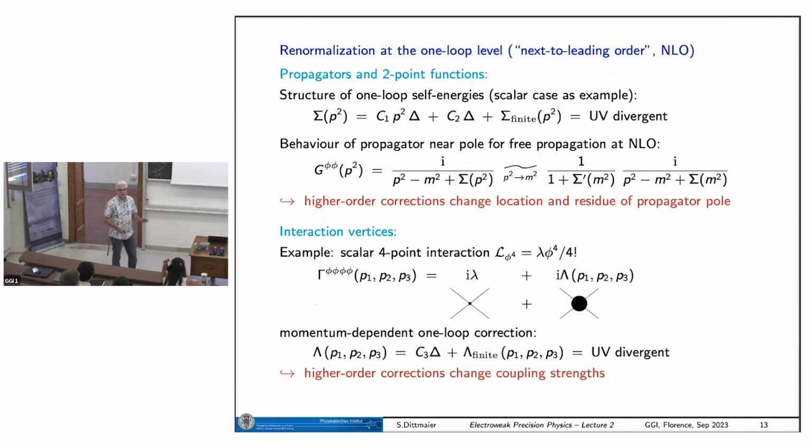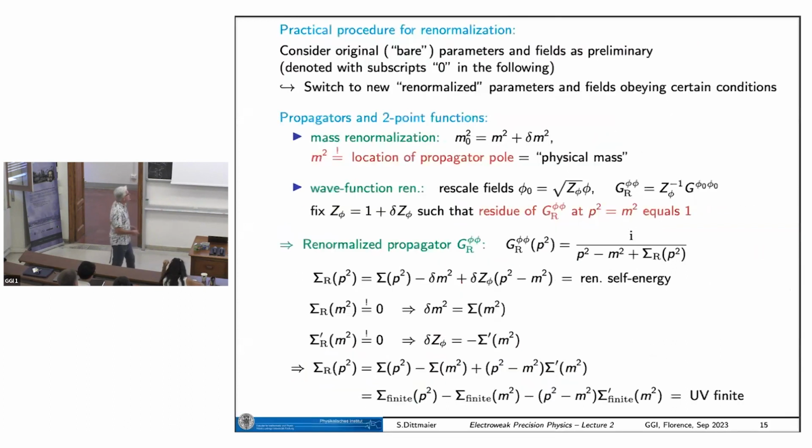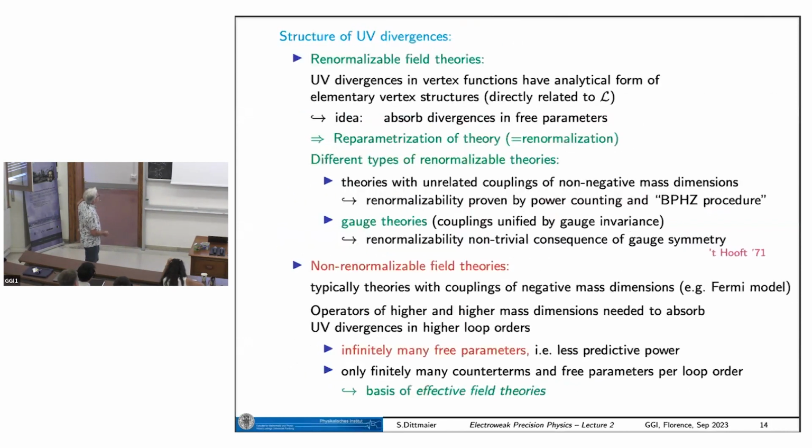This will always happen independent of infinities. But for renormalizable theories, a proper redefinition of masses and couplings will absorb all the infinities. For non-renormalizable, it will not absorb all the infinities. Some will remain. That is the big difference between renormalizable and non-renormalizable field theories.